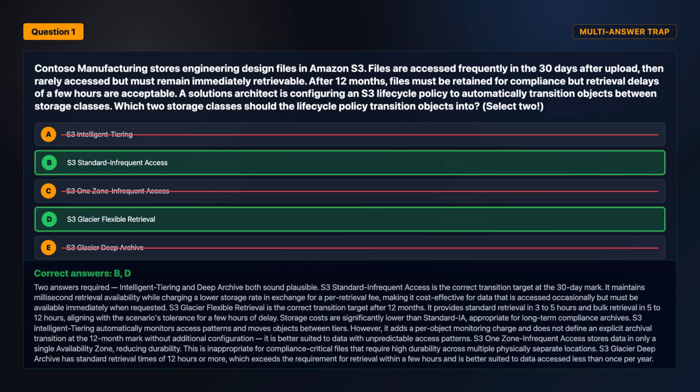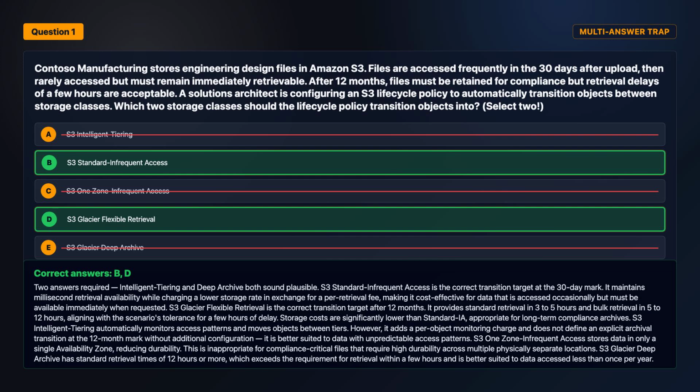The correct answers are option B and option D. 2 answers required. Intelligent-Tiering and Deep Archive both sound plausible. S3 Standard-Infrequent Access is the correct transition target at the 30-day mark. It maintains millisecond retrieval availability while charging a lower storage rate in exchange for a per-retrieval fee, making it cost-effective for data that is accessed occasionally, but must be available immediately when requested.